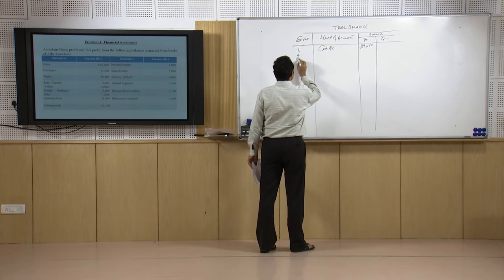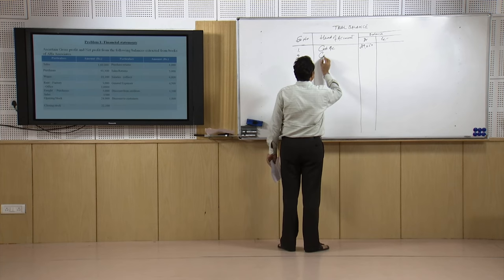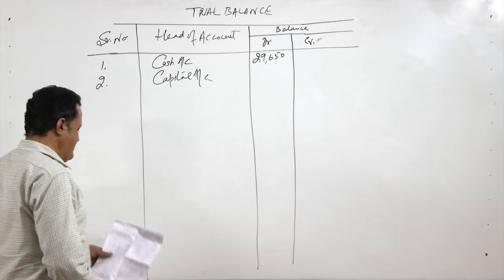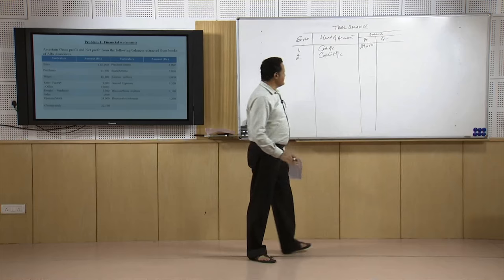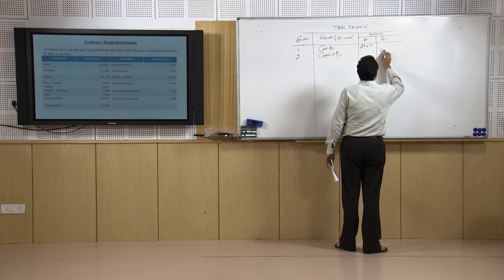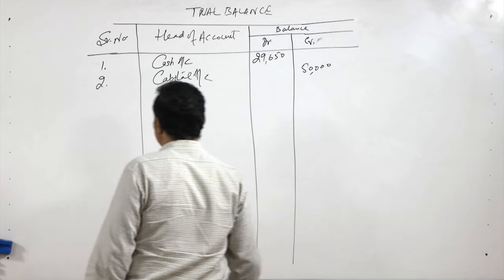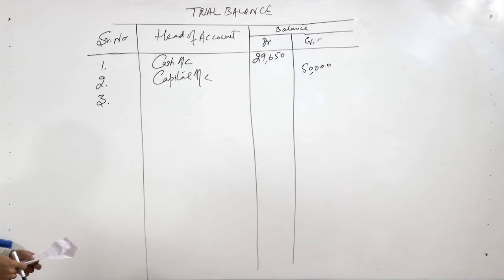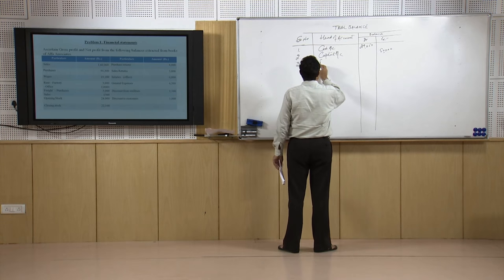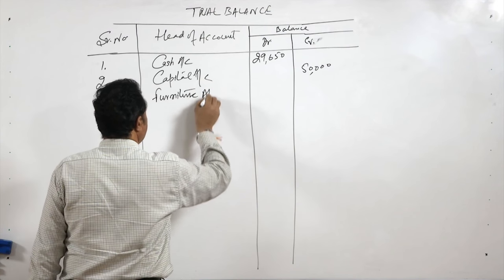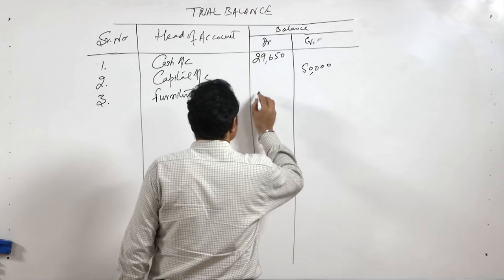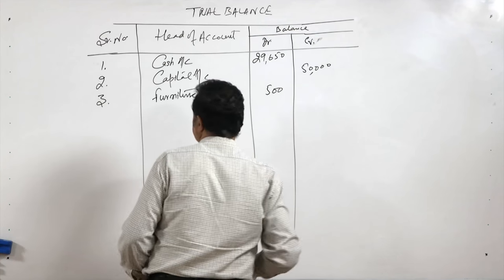The second account we had was the capital account, and the balance of the capital account was 50,000 rupees, but a credit balance. Now we go to the next account, the furniture account. The furniture account again has a debit balance, because the debit side is bigger. So the furniture account is 500 rupees.